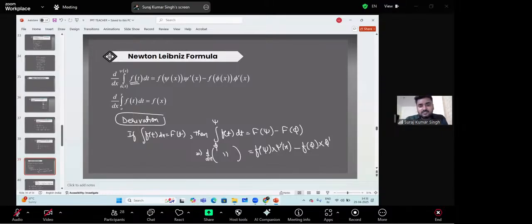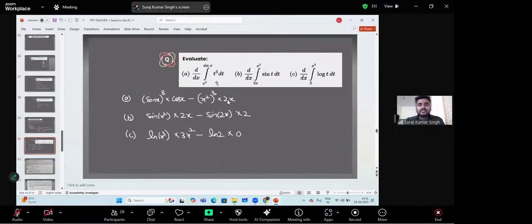So what is the Leibniz rule? We can see there is the integral from phi x to psi x of f(t) dt. In place of t we keep only the upper limit psi x and multiply by the derivative of psi x, that is psi dash x, and again we keep the lower limit, that is f of phi x, and multiply by the derivative of phi x, that is phi dash x.